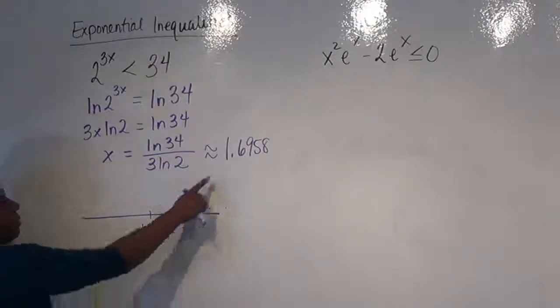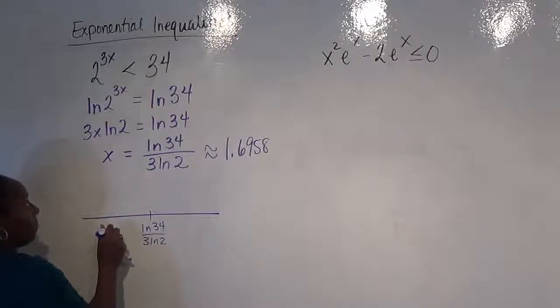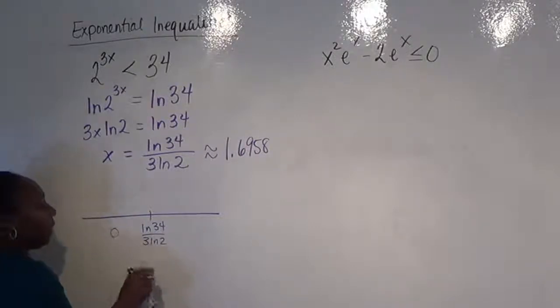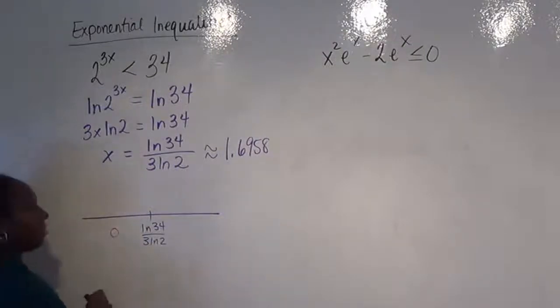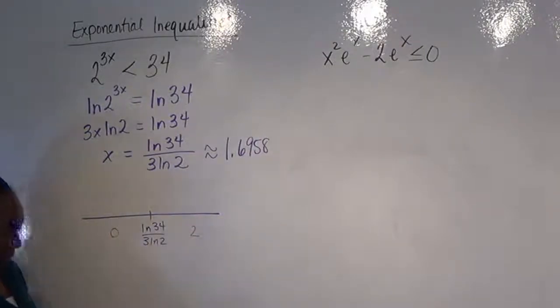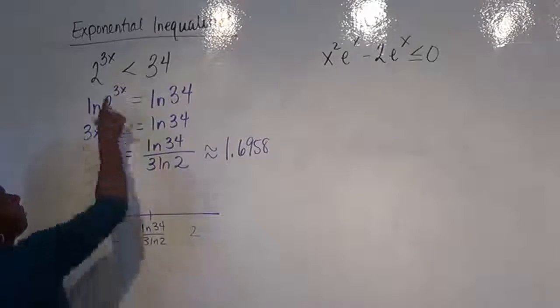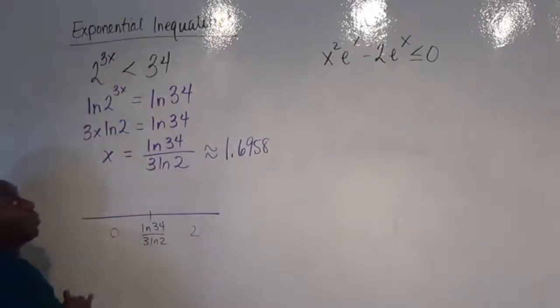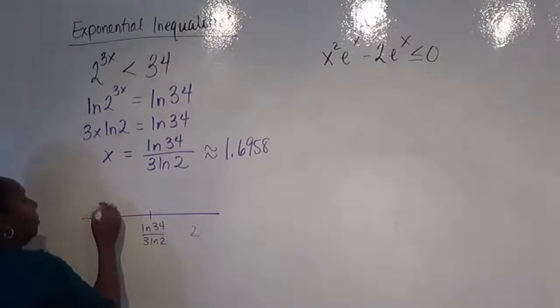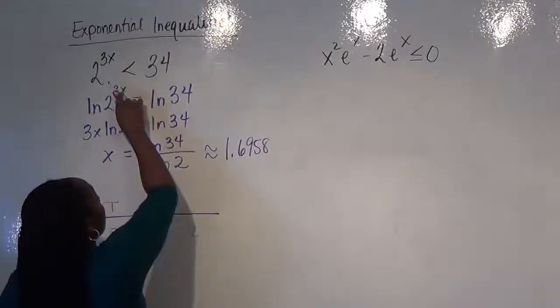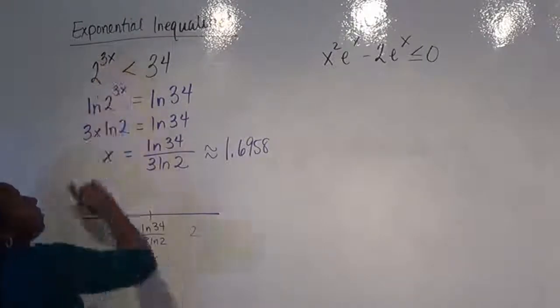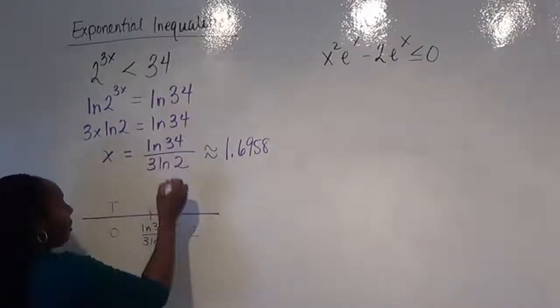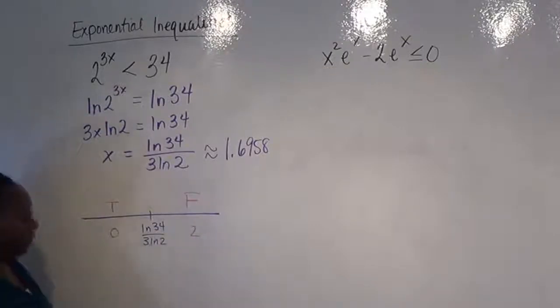Okay? So if I'm looking at ln of 34 over 3 ln of 2, I know some good test points would be something less than 1. So I'm going to try 0. And then something bigger than the 1.69. So I'm going to say 2. Okay, those are the two test points I'm going to try. And so if I plug these back into my original function, I just want to see if I get something bigger or less than 34. So we can see if I plug 0 in here, I get 2 to the 0, which is just 1. 1 is less than 34, so that's true. And if I plug in 2, I'm getting 2 to the 6, which is 64, which is not less than 34, so that one's false.